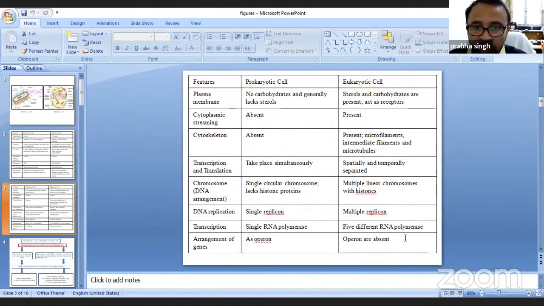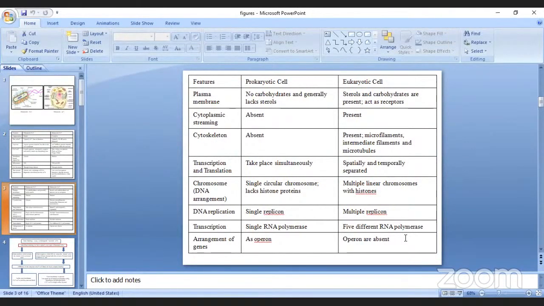Okay. Then transcription: in the case of the prokaryotic cell, we have a single RNA polymerase. Well, in the eukaryotic system, we have 5 different RNA polymerases for the synthesis of different kinds of RNA molecules. In the prokaryotic system, a single RNA polymerase synthesizes all the different kinds of RNA molecules. Then the arrangement of genes: in the prokaryotic system, we commonly see the operon model, while in the eukaryotic system, operons are absent.